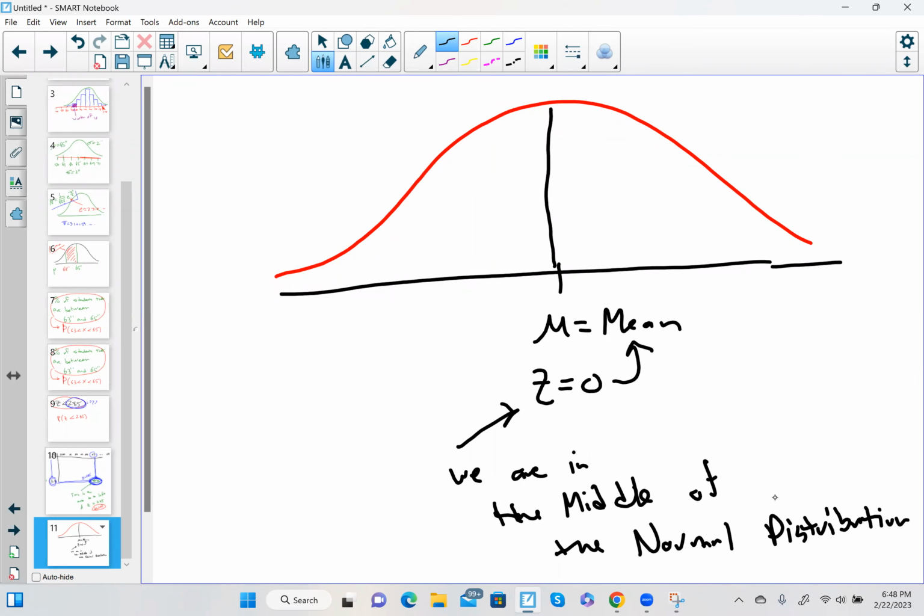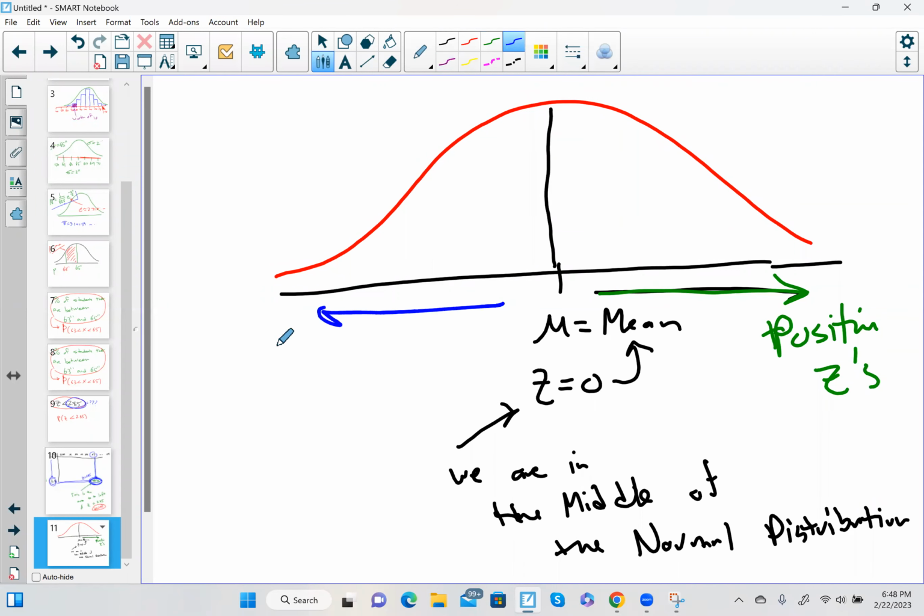Okay. Now, something else you should know. On this side over here, those are all the positive Z's. Positive Z's are always on the right side of the mean, and negative Z's are always on the left side of the mean.